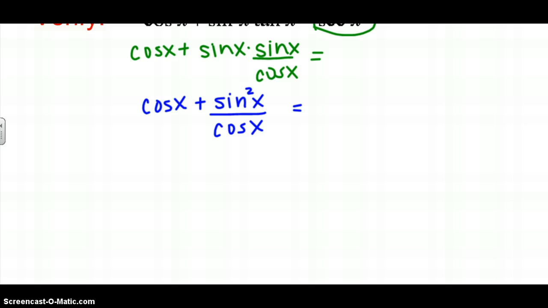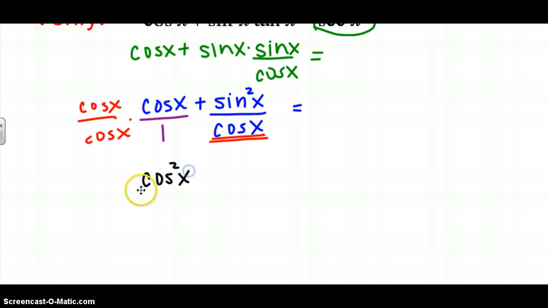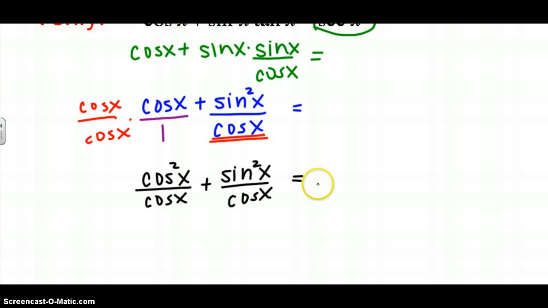So the next thing I want to consider is finding a common denominator, so I can add these two terms together. Cosine of x is the same thing as cosine over 1. So to find my common denominator, I'm going to multiply by cosine of x over cosine of x, because I want my denominator to be cosine. So on the left side, I'm going to get cosine squared of x over cosine plus sine squared of x over cosine.